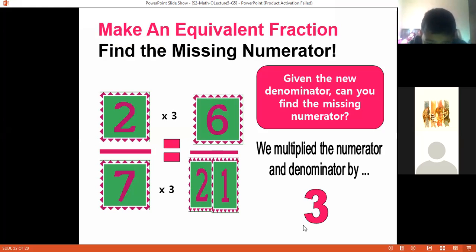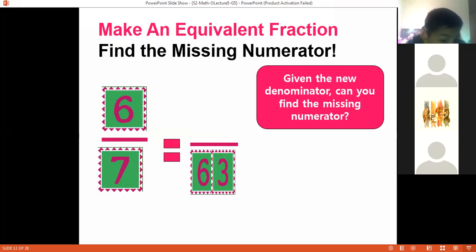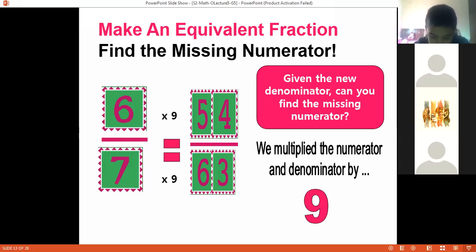Twins, Nana and Muhammad. Yes, miss. We have 6 over 7. It's equal to something over 63. How did the 7 become 63? 7 times 9. Okay, so 7 times 9 is 63. So what's 6 times 9? 54. Excellent. So it's 54. Very good. So we multiplied by 9.